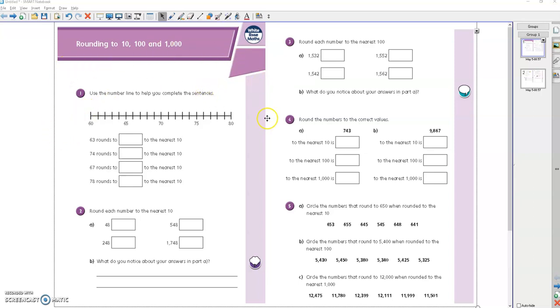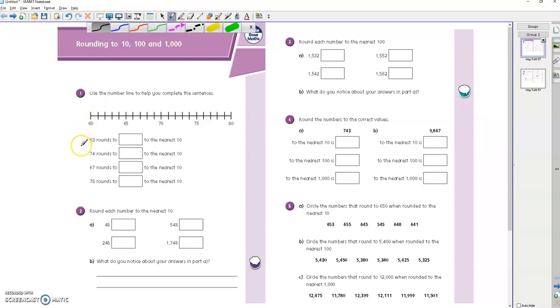So let's have a look at this first one. It's saying here to use this number line to help you complete the sentences. What it means by that is to think of the number. So you've got 63, and it's saying what does it round to? It rounds to something to the nearest 10. So we look at the number line and think, where is 63 on there? We can count from 60 to 61, 62, 63. So it's there. And then we think, which 10 is that nearest to? Is it closer to 60 or is it closer to 70?